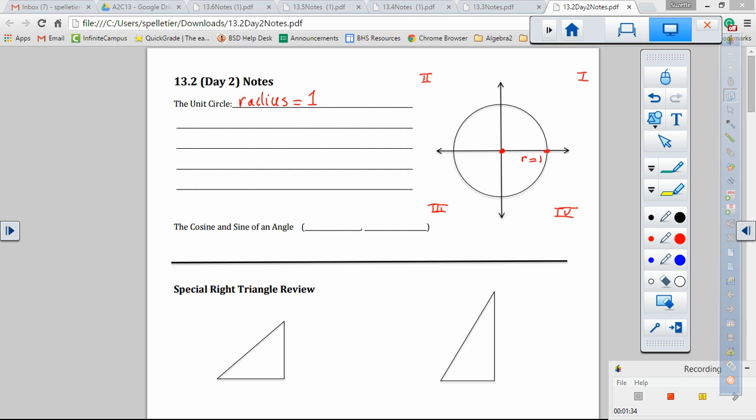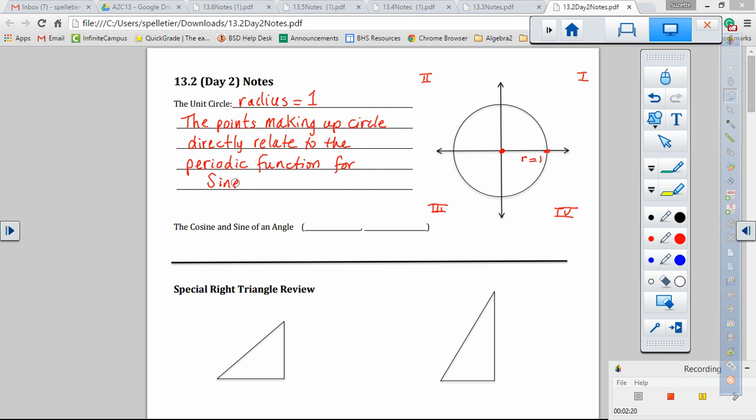Other points about the unit circle are that the points making up the circle directly relate to the periodic functions for the sine and the cosine. Let's write this first, and then we'll talk about it after. The points making up the circle directly relate to the periodic function for sine and cosine.